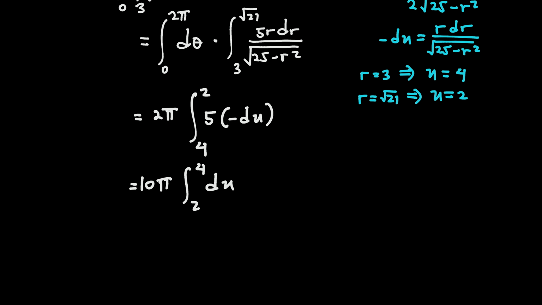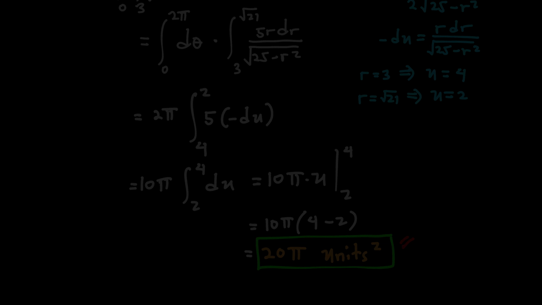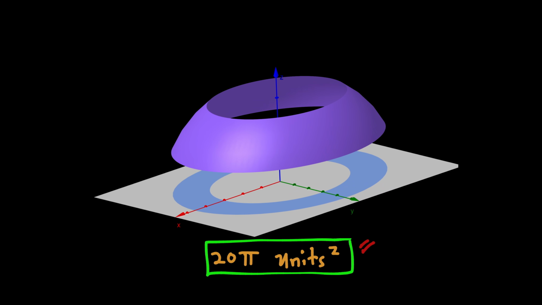Integrating this one normally gives us this simplification. We have u for this one and evaluated from 2 to 4. And this gives us the value 10 pi times 4 minus 2, which gives us the value of the integral, which is 20 pi square units. Therefore, the surface area of this portion is equal to 20 pi square units.